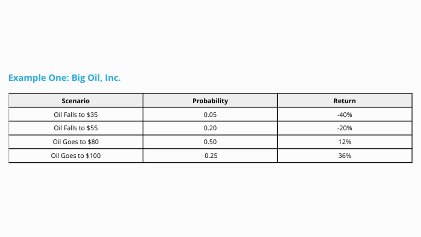Calculate the expected return and standard deviation for Big Oil Inc. given this probability distribution. As Big Oil Inc. is an oil producer or refiner, it stands to reason that their stock price will be partially dependent on the price of oil. As oil increases in value, the stock price should go up as the value of Big Oil's oil assets increases, and vice versa.